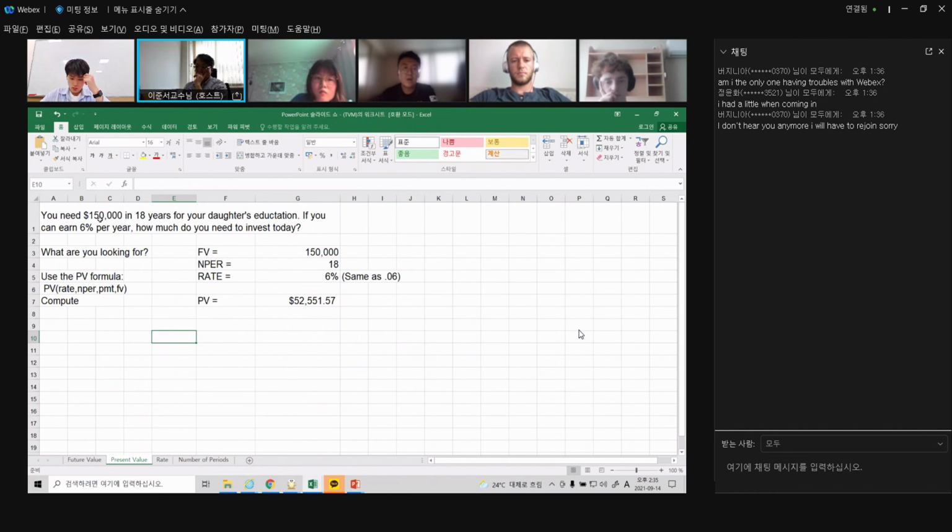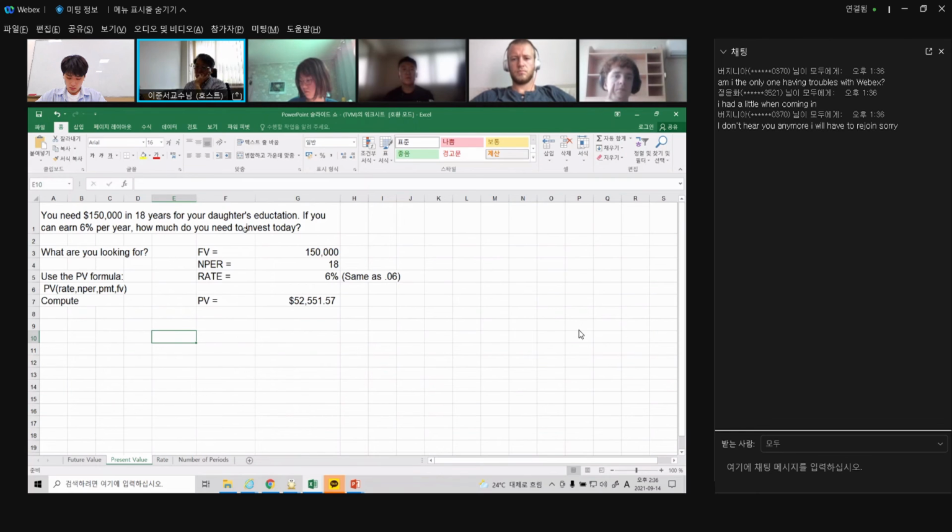You need $150,000 in 18 years for your daughter's education. Oh, so the father or mother is preparing the tuition for their daughter. I have one daughter. She graduated the college already, but she's now preparing for graduate school. But she wants me to still support. Okay, so total education, 18 years. I think this is the tuition.